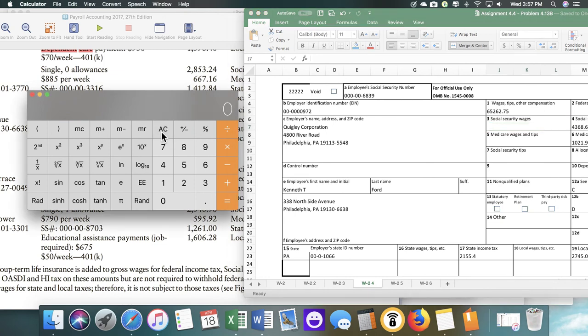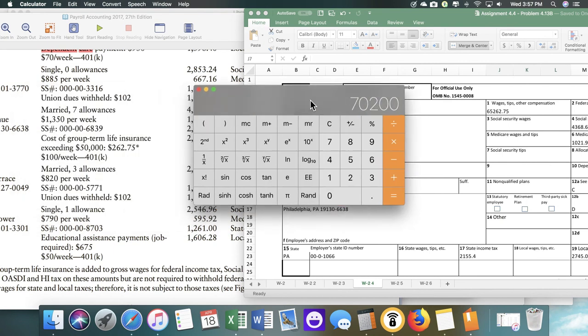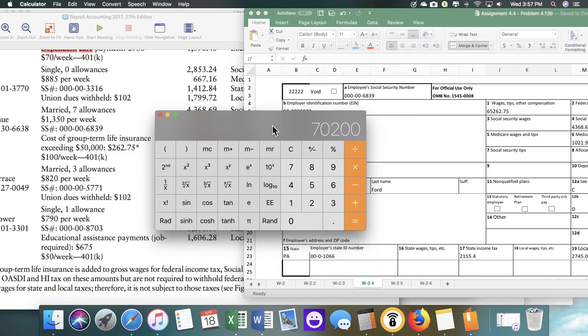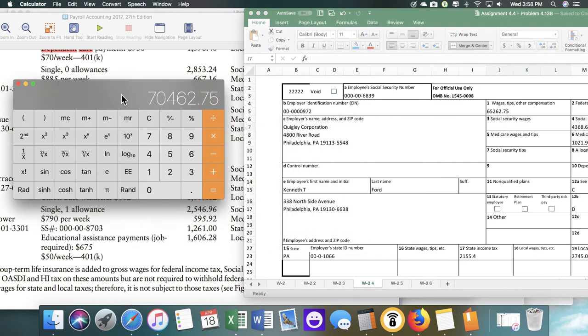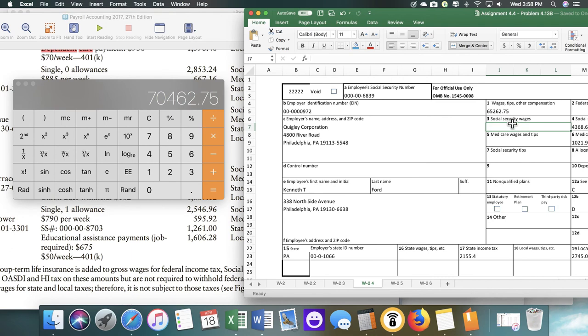And then again, let's calculate $1,350. Should have written that amount down. $7,200. And then again, we're going to add the $262.75 into it. And so that is going to give us the amount here. So we have $72,262.75. So that is going to be the amount for boxes 3 and 5.